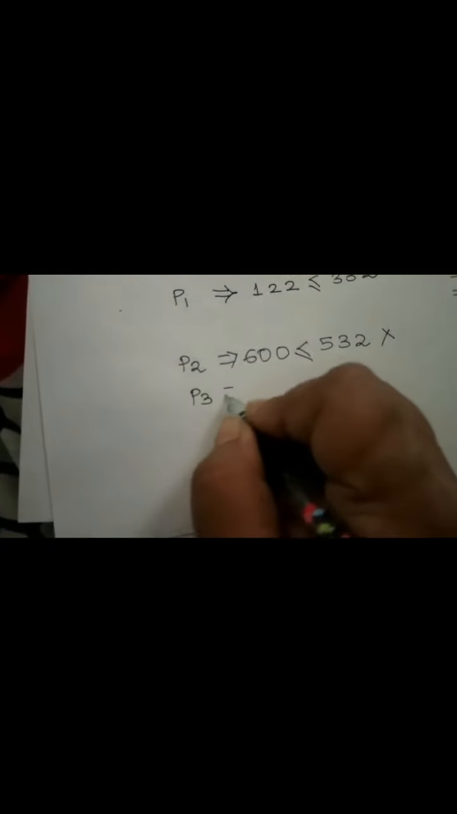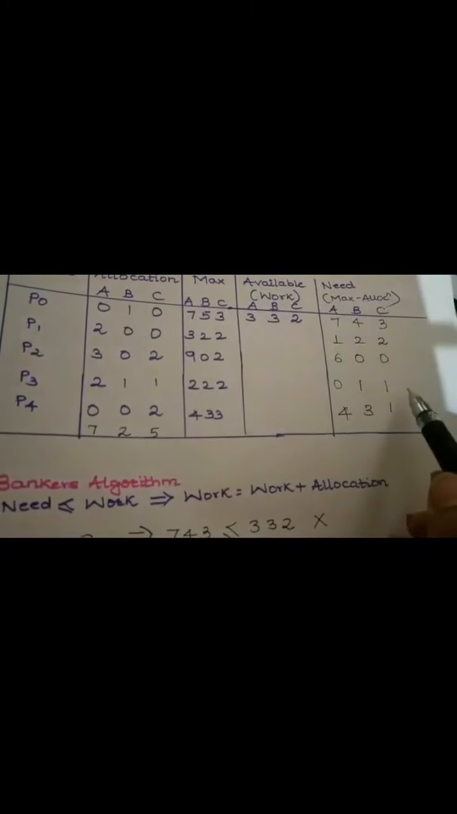What is the work now? The new work is 5, 3, 2. So here let us write 5, 3, 2. Whether it satisfies the condition? No. So we will not write this into the safe sequence. We will move to the next process, that is P3.